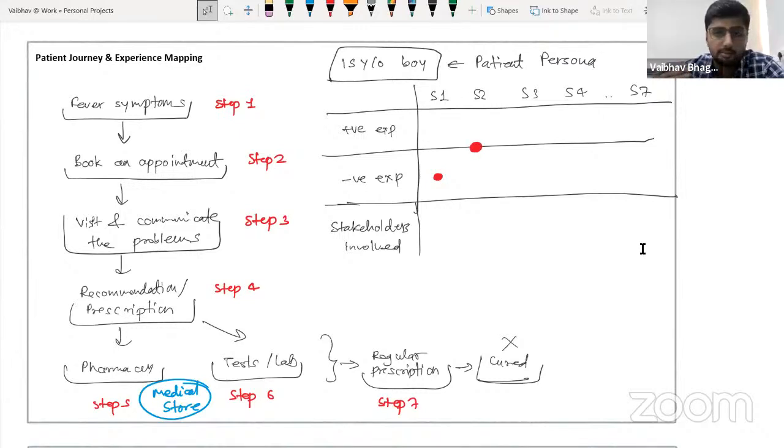Then the patient will visit the doctor. So the visit, how is the facility of the hospital, how good is the doctor in communicating the problems with the patient? That is also an important part. So that way it can be either positive or negative, right? So let's just go with an example that, okay, this is positive, this is also positive.